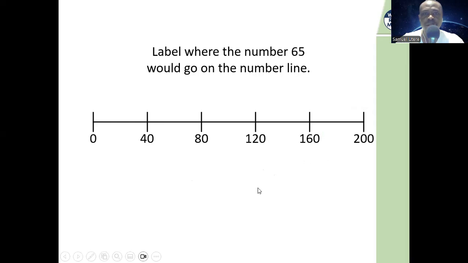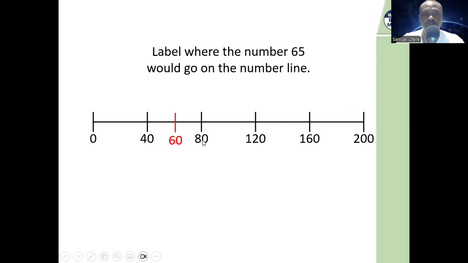Now we're being asked where we can put 65. Now, between 40 and 80 is halfway. So we know that that number can be 60. Because between 40 and 80, our value is 40. Now, halfway between 40 and 80 has to be 20, because half of 40 is 20. So if we add 20 to 40, that will be 60.